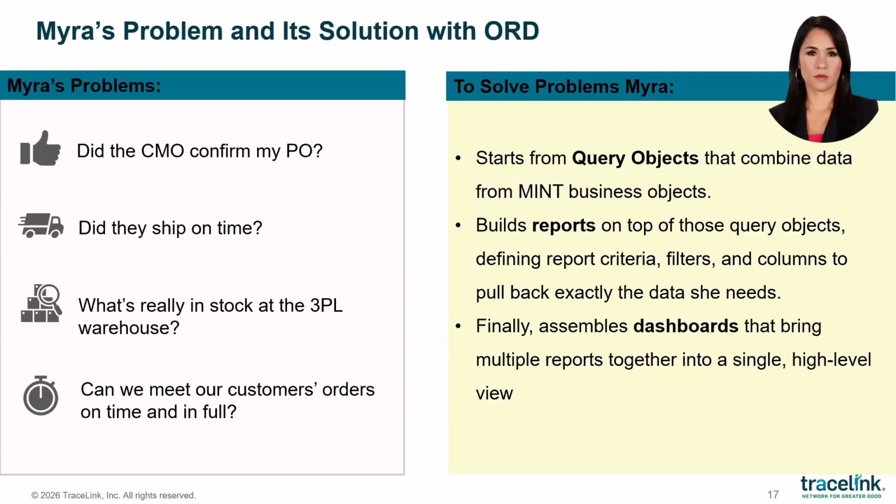Then uses interactive capabilities like filtering, grouping, pivots, and computed fields to analyze performance across her partners. You'll see how she starts from query objects that combine data from Mint, such as ASNs and purchase orders, into a reusable structure for analysis, builds reports on top of those query objects, defining report criteria, filters, and columns to pull back exactly the data she needs.